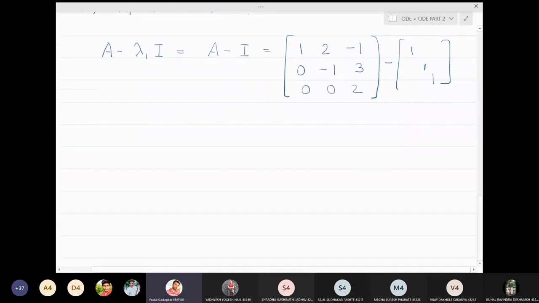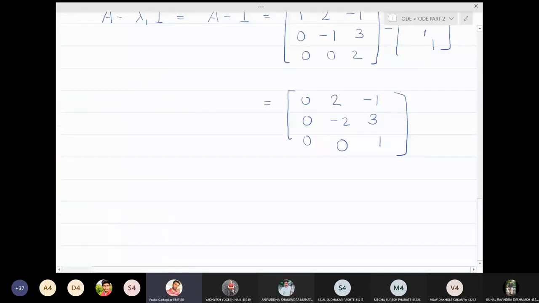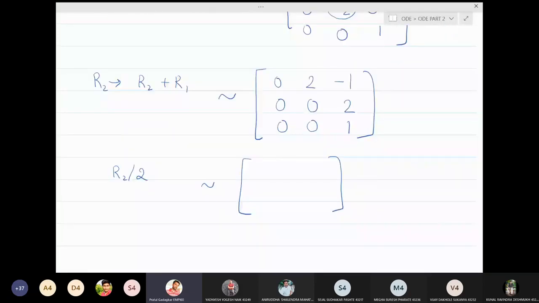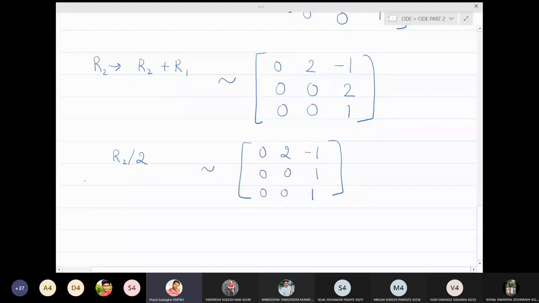When I subtract the identity matrix from it, I want to make this -2 into 0, so I take r2 plus r1 and replace that in r2. This will become 0 2 -1, and the third row is 0 0 1. Okay, this is fine. Then when I make r3 minus r2, the last row will directly become 0. So I'm getting [0 2 -1; 0 0 1; 0 0 0].